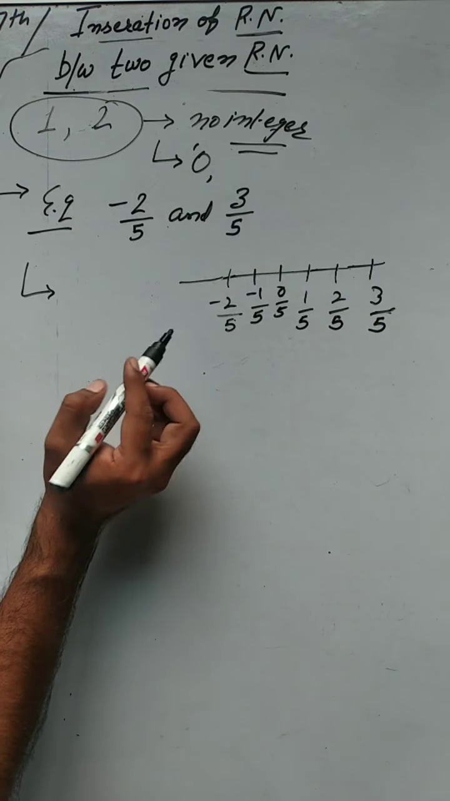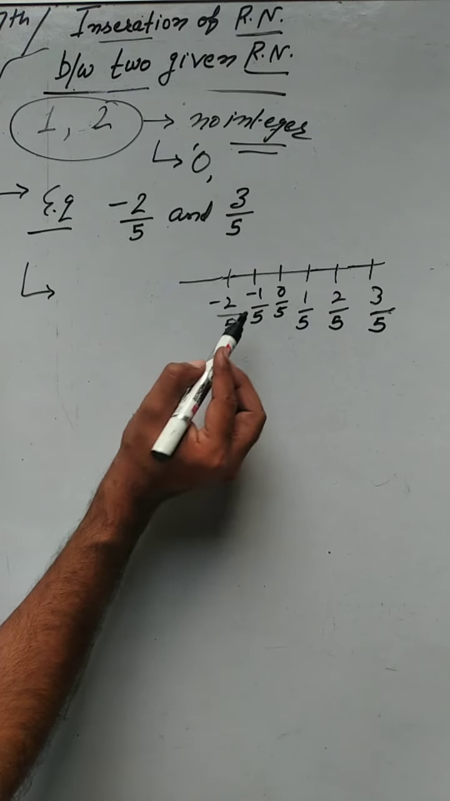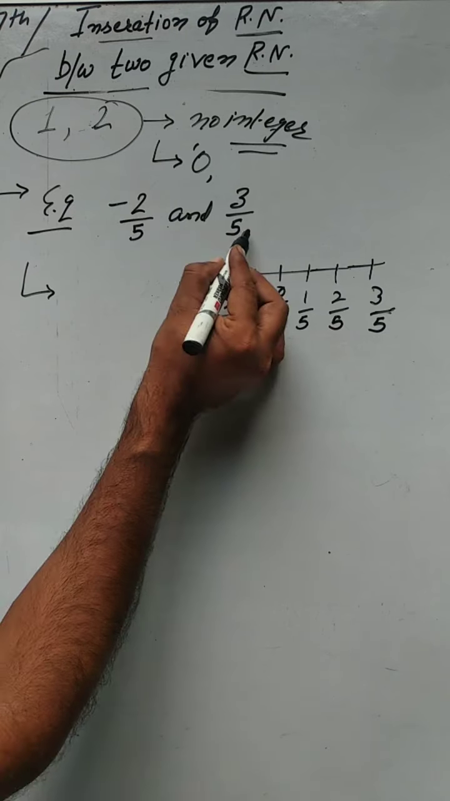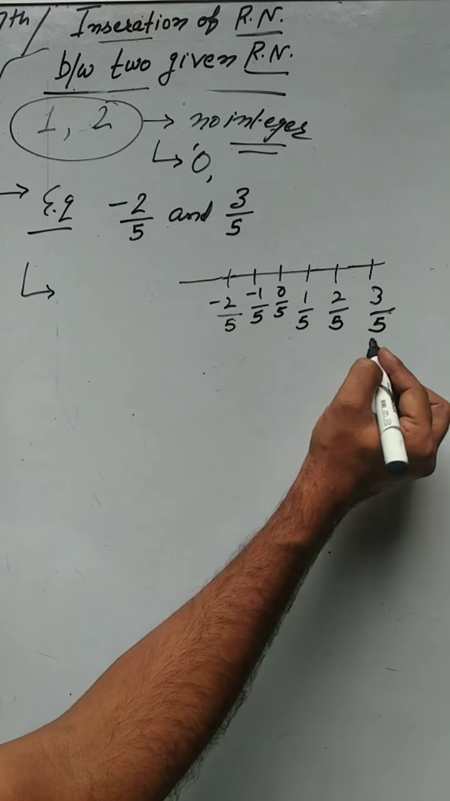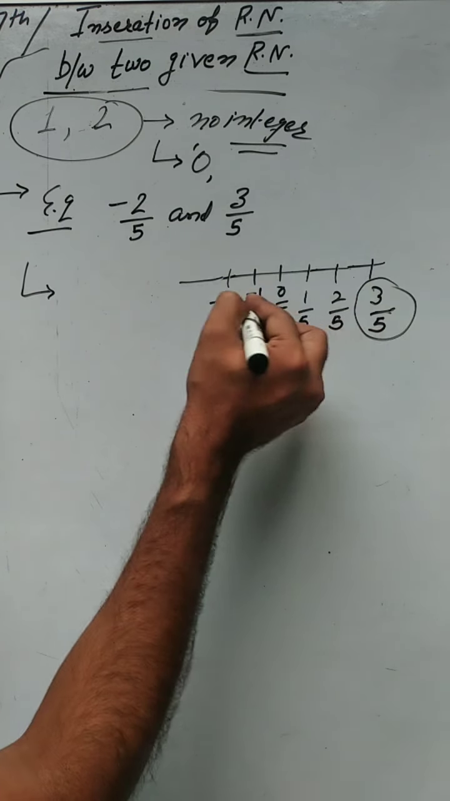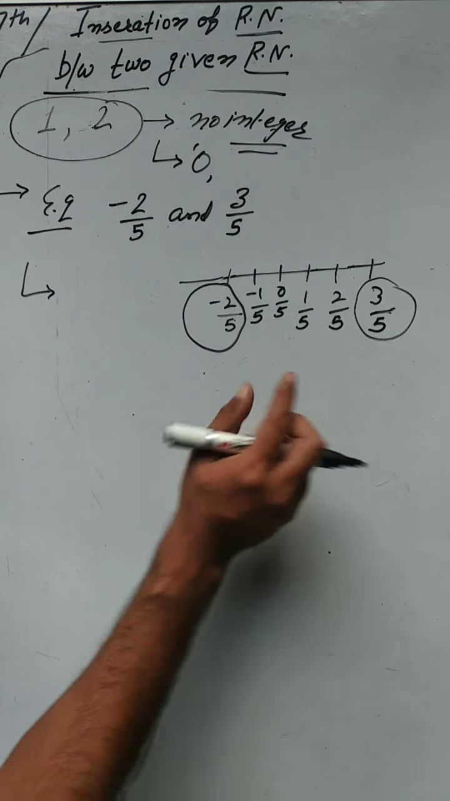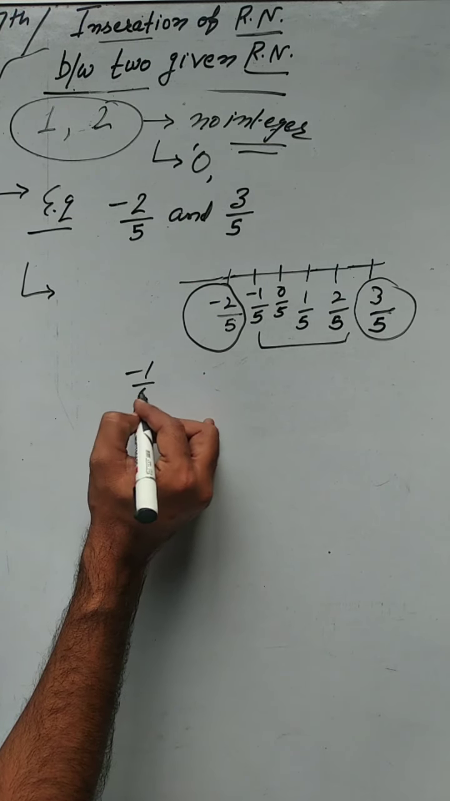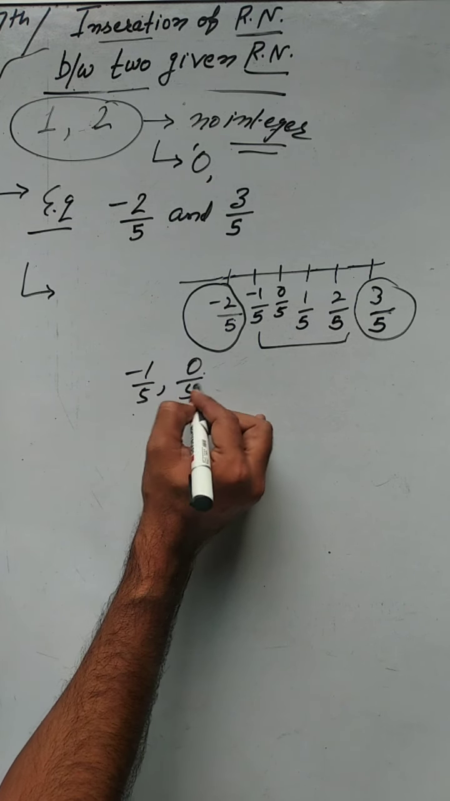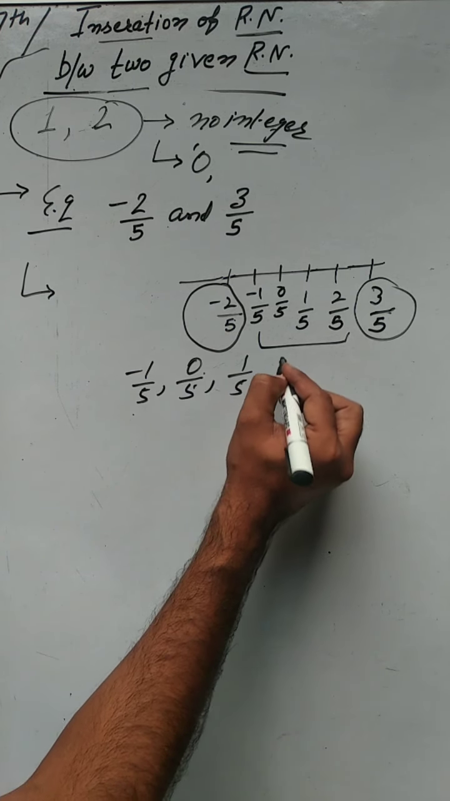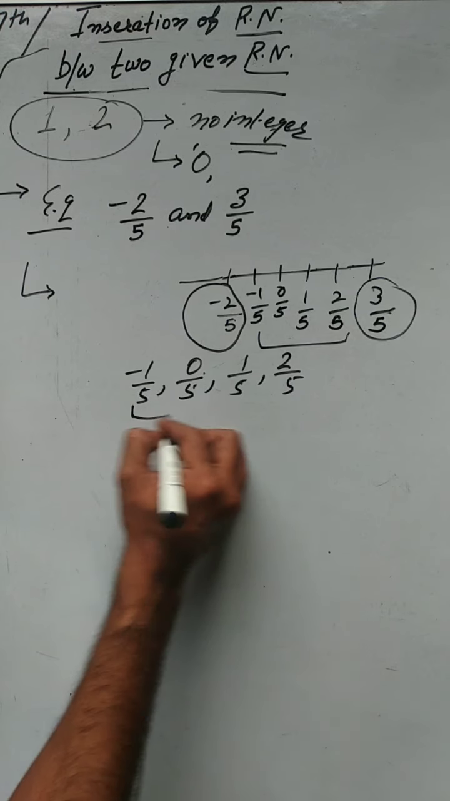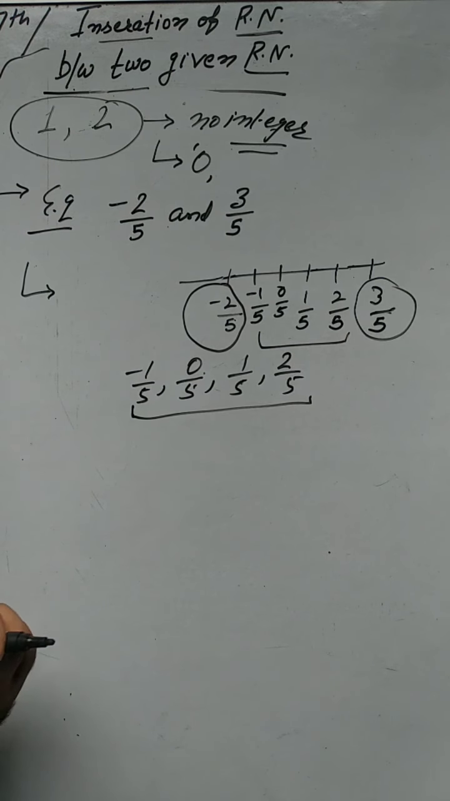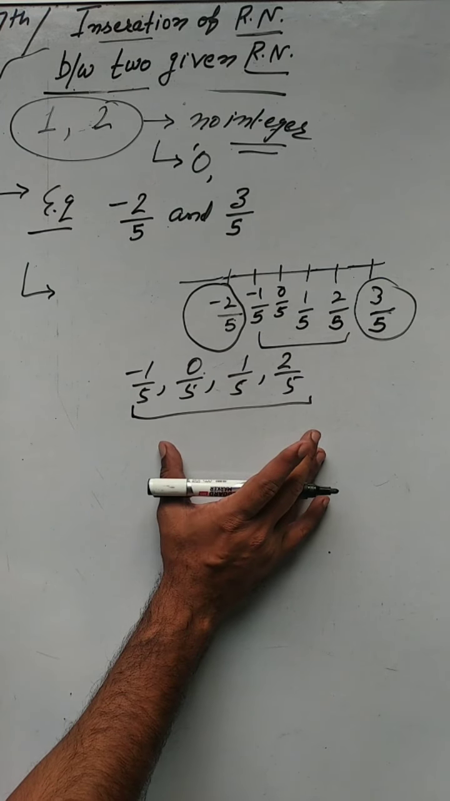Now beta, look on the number line, minus 2 upon 5. We have to find numbers between minus 2 upon 5 and 3 upon 5. Between them the rational numbers are minus 1 upon 5, 0 upon 5, 1 upon 5 and 2 upon 5. How many rational numbers lie between them? 4 rational numbers. You can say 4 rational numbers.